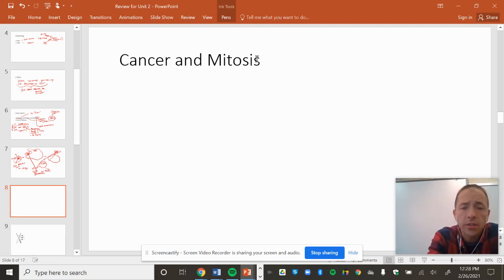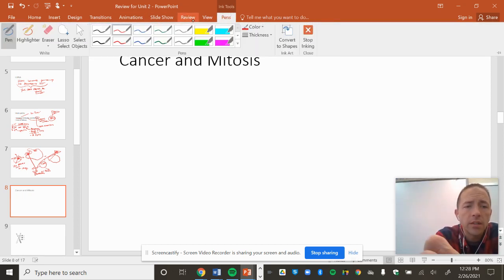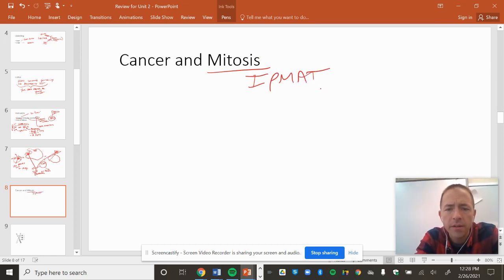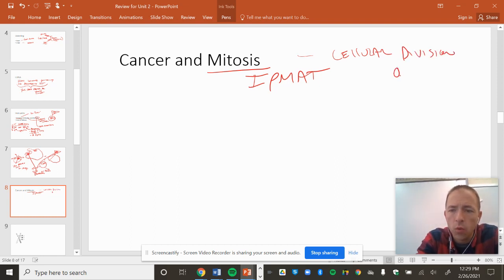So how does it connect to mitosis? Remember, mitosis is just cellular division, right? So this is the IPMAT, right? Interphase, prophase, metaphase, anaphase, telophase. And this is basically just cellular division. And the whole goal here, ladies and gentlemen, is one cell turning into two cells that are exactly the same. They're clones of each other, right? They're exact copies of the original cell.